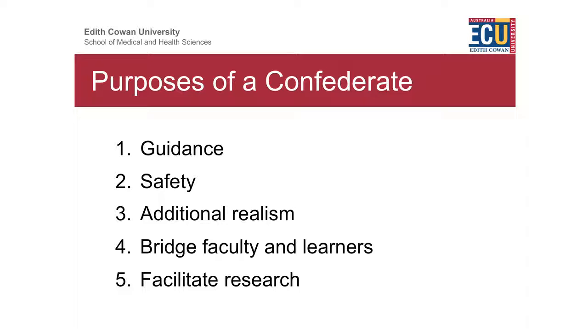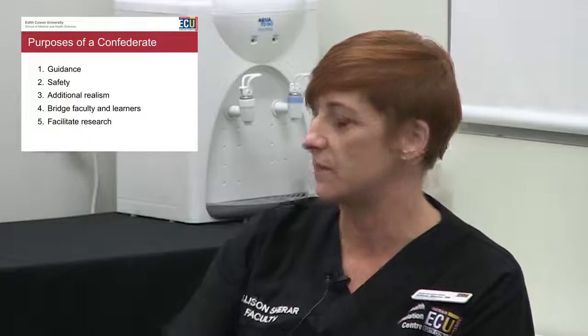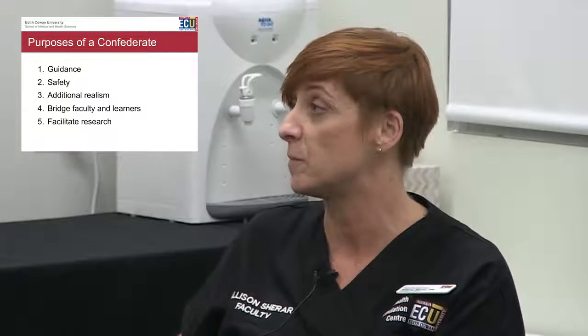So the purposes of a Confederate are really sort of fivefold. Mainly it's for guidance during the scenario, safety of the participants and the mannequins, it adds in additional realism. It bridges that divide between the faculty and the learners, because normally the faculty are behind the glass or beside, out of the room, so they can't sort of see what we can see. They see things from different angles as we do. And also you can use a Confederate to facilitate research, to reduce bias.